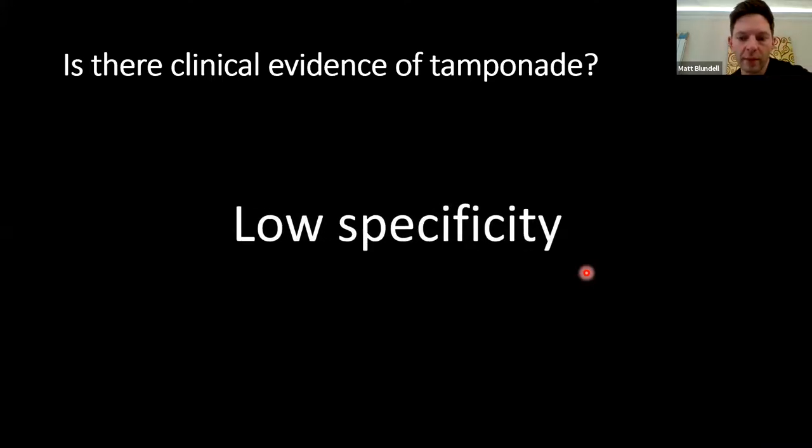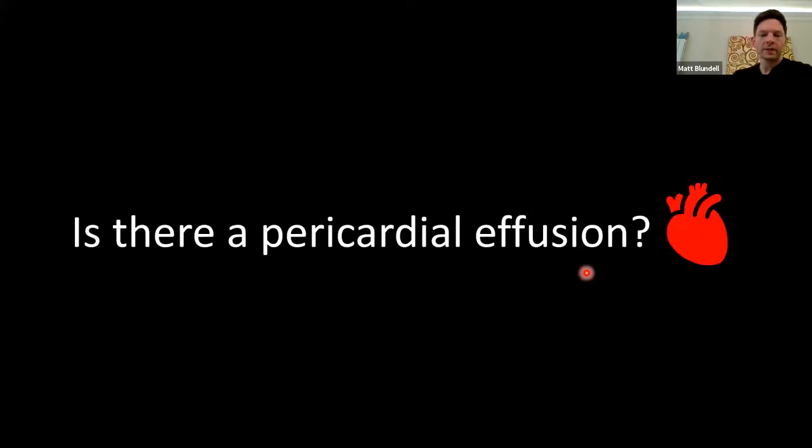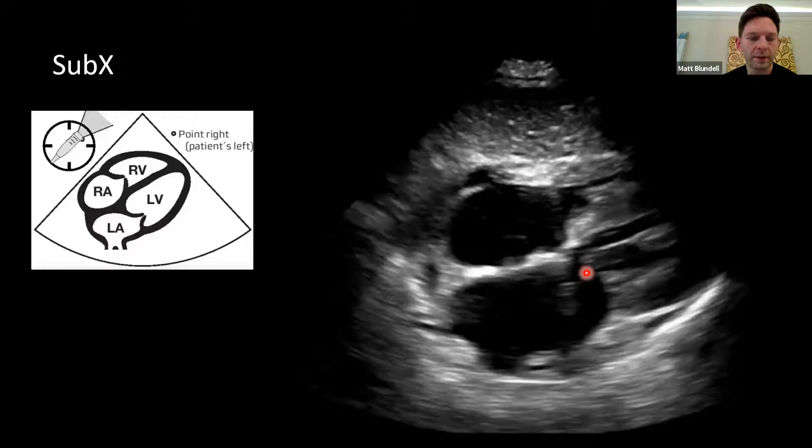We can't really rule it in. Certain things might be able to help rule it out, certainly. But I think it just helps increase our pretest probability before we get our trusty ultrasound probe out. So the first thing we do when we get the ultrasound probe is confirm there's a pericardial effusion. Your go-to view is generally going to be your subxiphoid, your subcostal view.